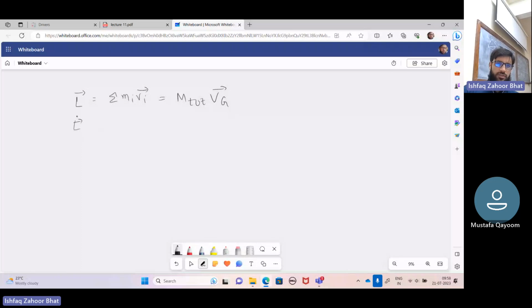And the rate of change of the linear momentum was equal to M total times the acceleration of the center of mass. This point G will be fixed on this rigid body frame. When I say it is fixed on the rigid body, it doesn't mean that it is physically attached to that body. The position of G is constant with respect to the frame.